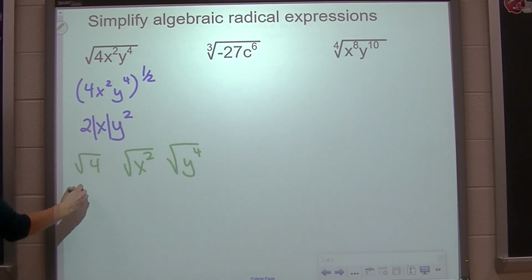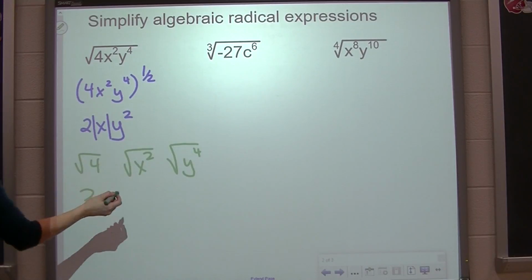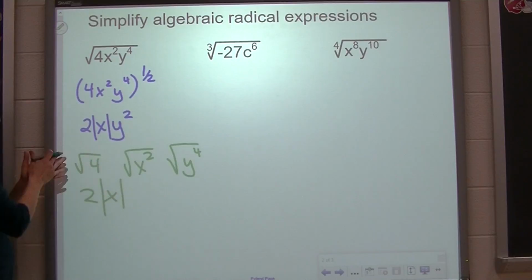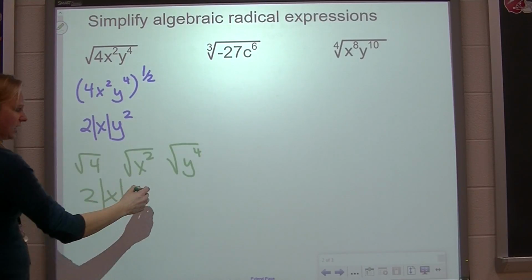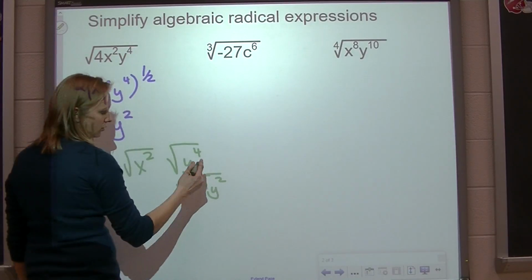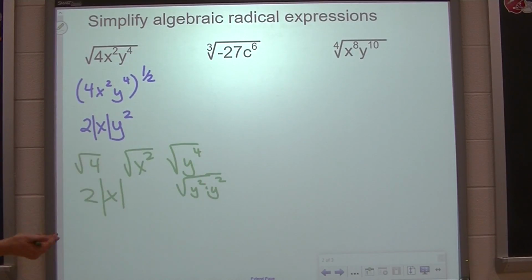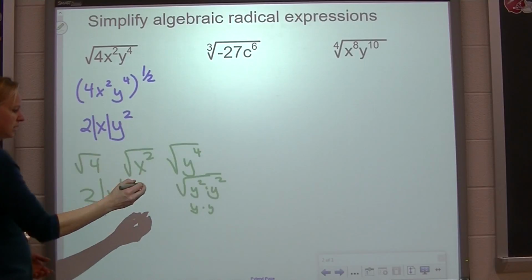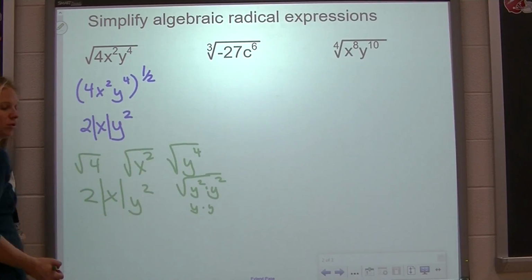Okay, well the square root of 4 is 2, the square root of x squared is x, but again, it needs to be a positive value, so I'm going to put absolute value around it. And then the square root of y to the 4th could be rewritten as y squared times y squared, using our properties of exponents backwards. The square root of each of those is y squared.